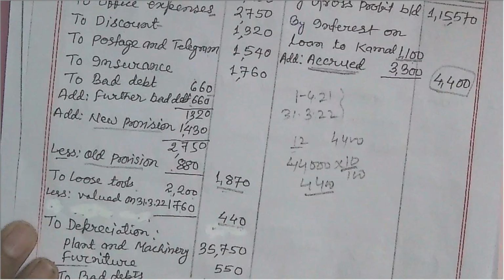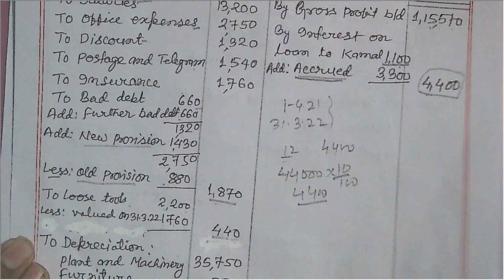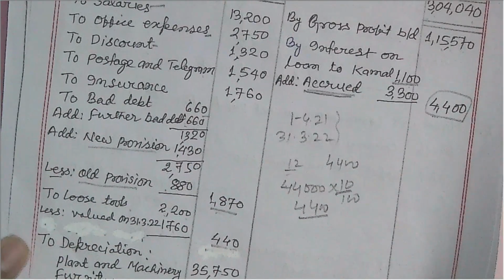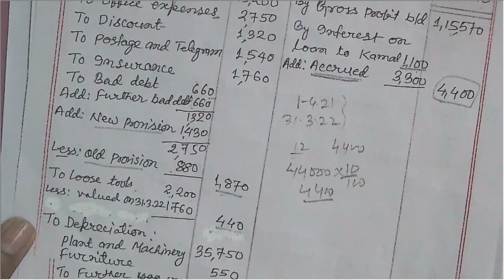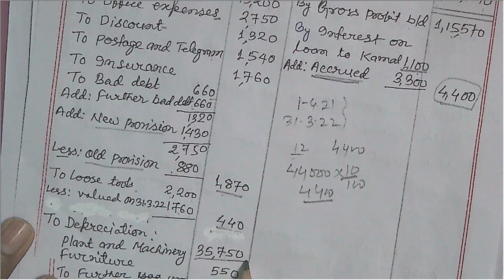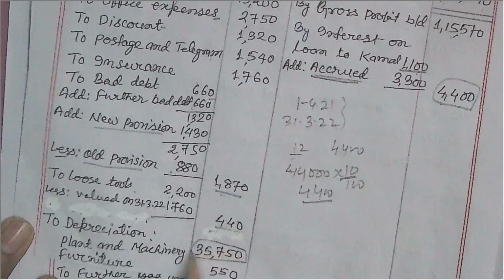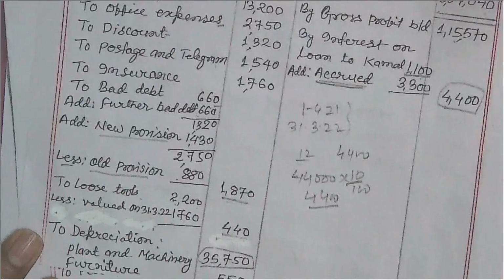Loose tools, that is, the tools that were used in the factory, jigs, molds. Depreciation on plant and machinery is 35,750. This is in the working notes there. So I will show you here about this. How did you get this 35,750?